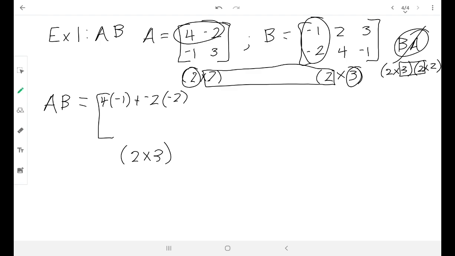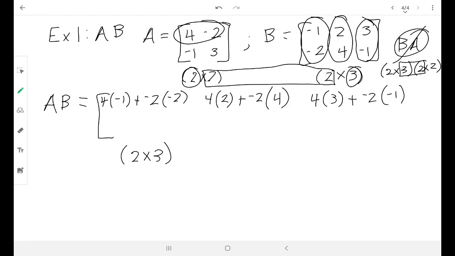Okay? And then same thing with the second column here. For element 1, 2, I'll do 4 times 2 plus -2 times 4. And then finally, the first row of A times the third column of B will give me element 1, 3. That will be 4 times 3 plus -2 times -1. So there's the elements of that one.